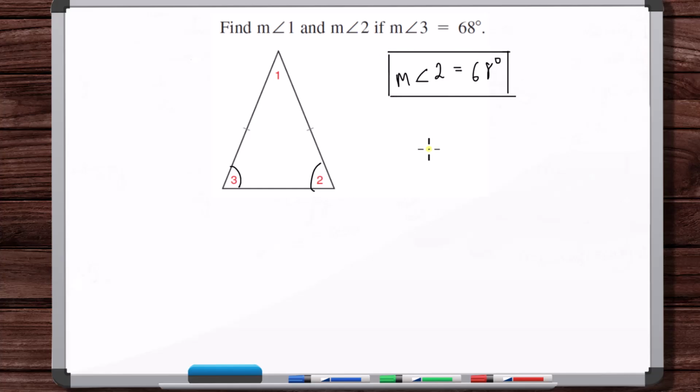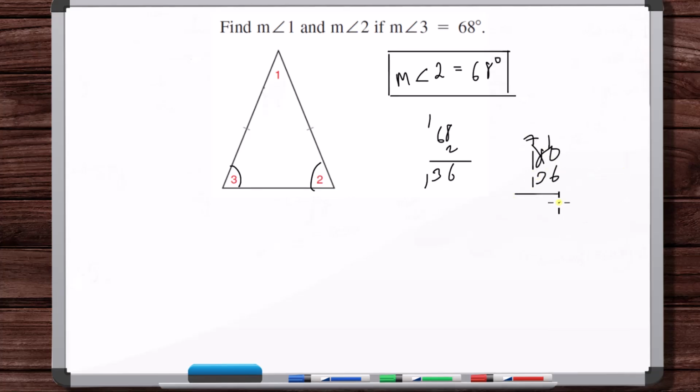And then the measure of angle 1 is going to be 68 times 2, which is 136, and then subtract that from 180. So 180 minus 136: 10 minus 6 is 4, 7 minus 3 is 4. So the measure of angle 1 is 44 degrees.